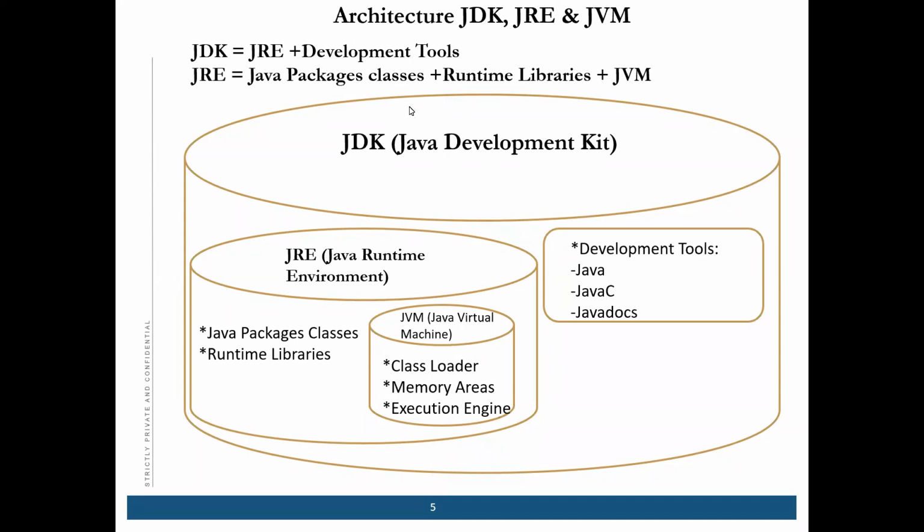Now this Java runtime environment with all those libraries and the JVM is combinedly called the JRE. This runtime environment runs with the help of javac, the Java compiler, and these are all the deployment tools. With the help of javac, the Java compiler, we execute these programs which we write inside the JRE.